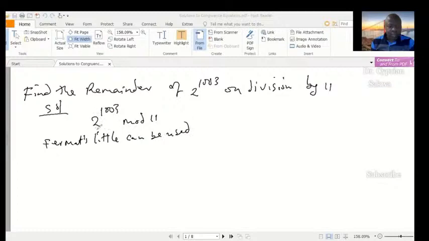Now, this number is already small, so we don't need to reduce it further. Remember in the previous example, it was bigger than the number here, so we reduced it. Now, since it's already small, Fermat's little theorem says that 2^10 would be congruent to 1 mod 11. But the power that we want is 1,003. So we write it in terms of 10.